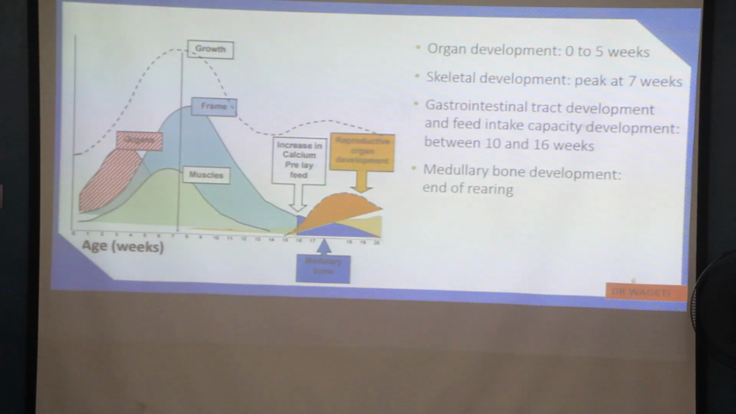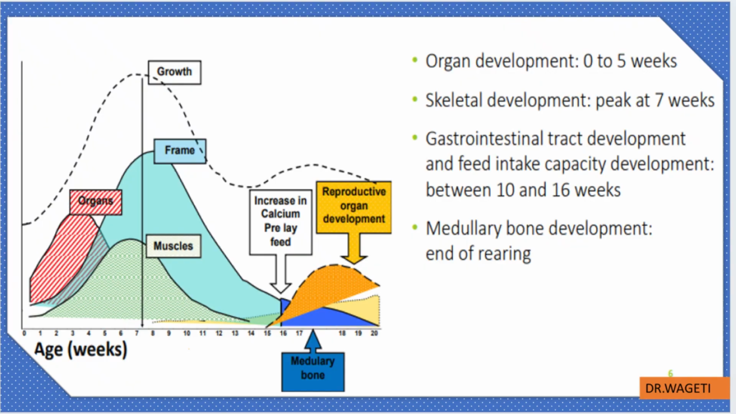Let me go on. This is another diagram so that you understand. You can see the brooding 5 weeks. By 5 weeks, all the organs are developing. Then from 6 weeks, that's the growth stage. At 7 weeks, that is the highest rate of muscle and skeletal growth in layers. That is why you shouldn't disturb your birds at 7 weeks, so that they can maximize the growth rate. So don't disturb your birds at 7 weeks.